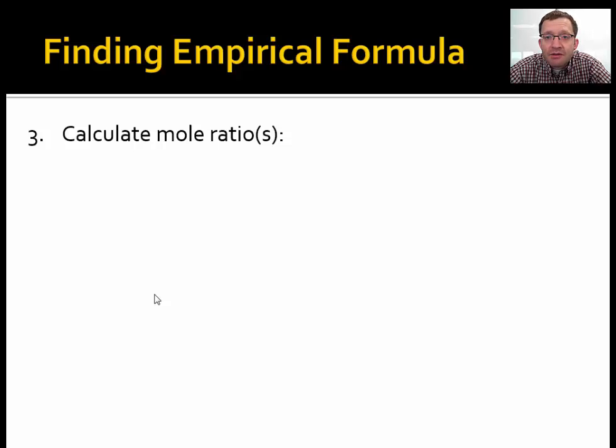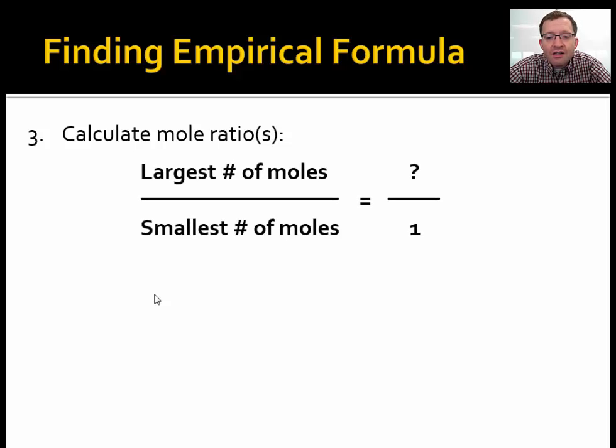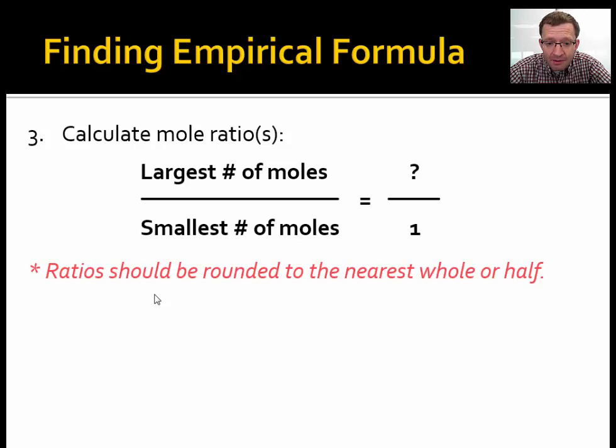Now, which 2? We got 3 elements. How do I know which 2 to choose? Here's the guideline that I'll always tell you to follow. Take the element that had the largest number of moles and divide it by the one that had the smallest number of moles. This is kind of like hydrates again. In our example, we had 3 different elements converted to moles, and we had 3 different answers for our moles. You want to find the largest one, divide it by the smallest one, just like we did with hydrates.